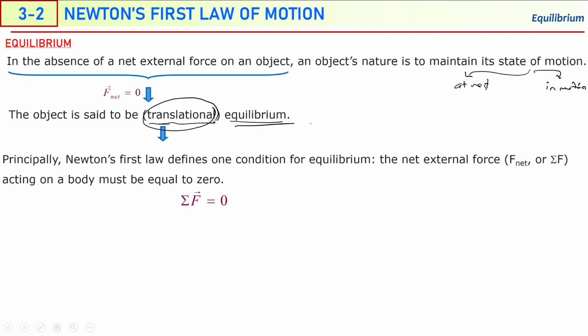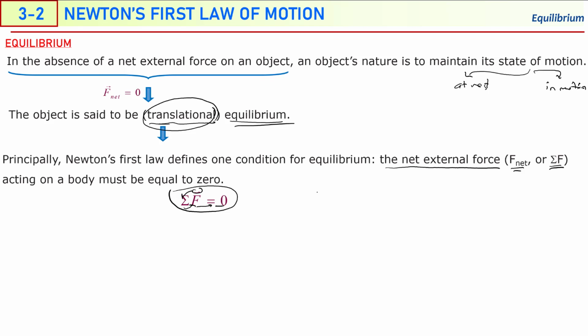Newton's first law defines that if the net external force F net, or the vector sum of all forces acting on the object, is equal to 0, then the body must be in equilibrium. It is represented by this equation: the vector sum of all forces acting on the object must be equal to 0. Then we say that the object is in equilibrium, or specifically, it is in translational equilibrium.